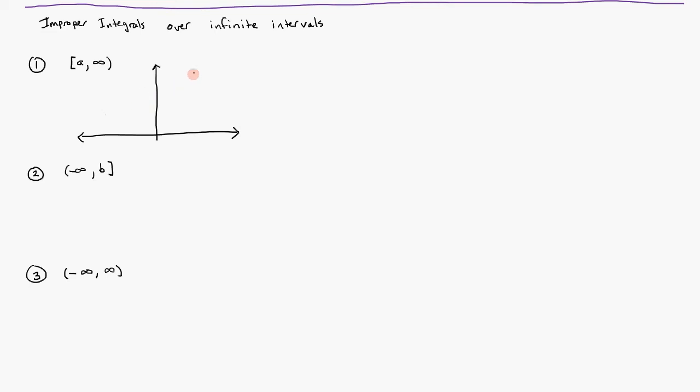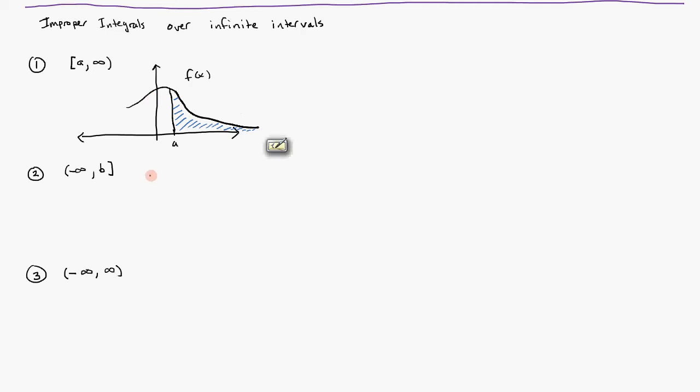So you can have, say, your function f of x should be like this, and say a is some point here. And so this is sort of the situation that we did in the example above. Right, so the region goes to infinity to the right side.